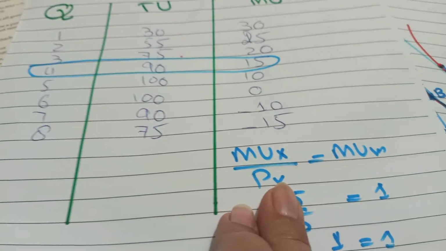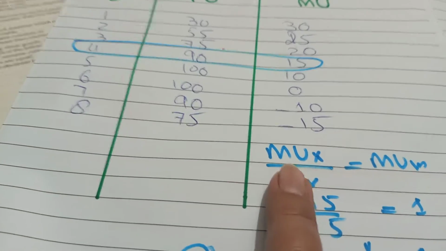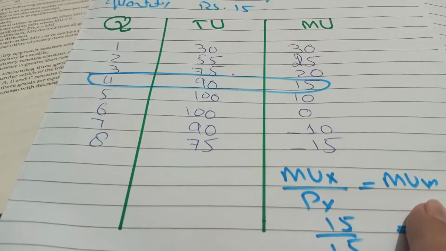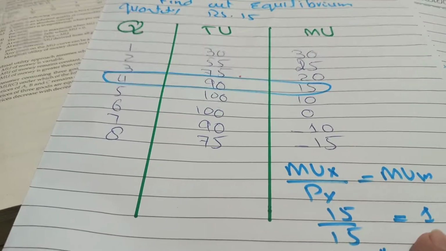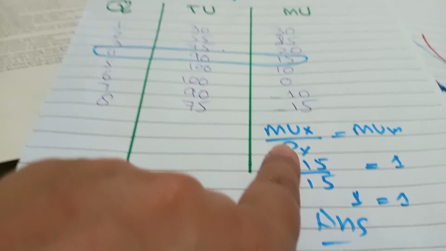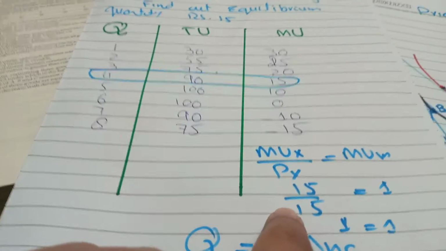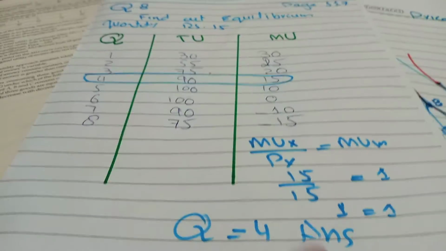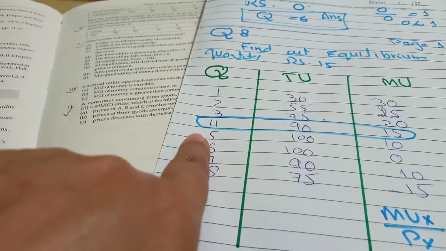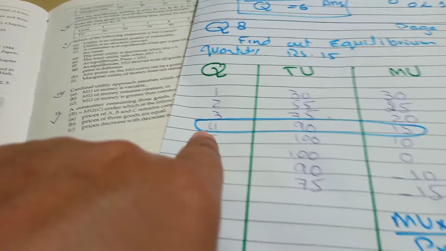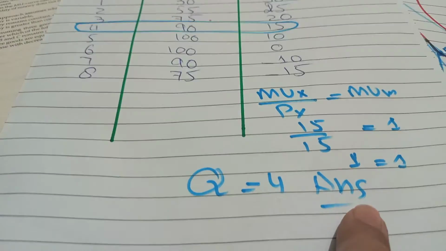Again the formula is the same to find out the equilibrium quantity, MUx over Px equals MUm. MUm is the marginal utility of money, which is constant, and we take it equal to 1. When we take the marginal utility of X as 15 and price 15 and solve this, then the answer comes 1, and 1 is equal to 1. This means on quantity number 4, the consumer is at the equilibrium point and the equilibrium quantity is equal to 4. So the answer is 4.